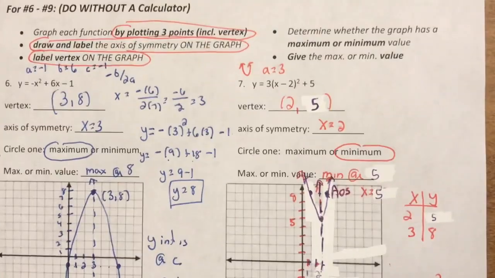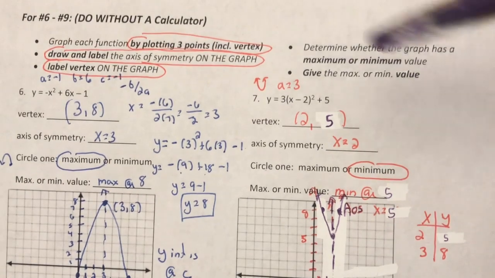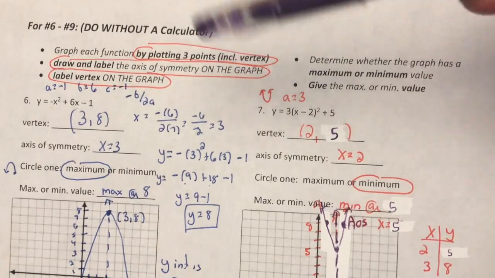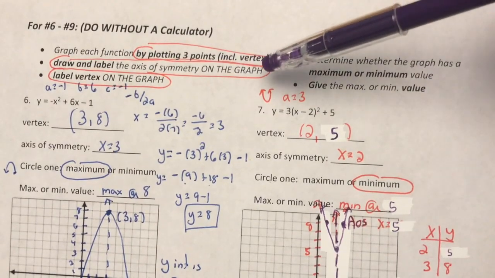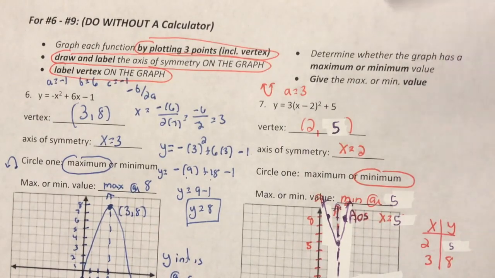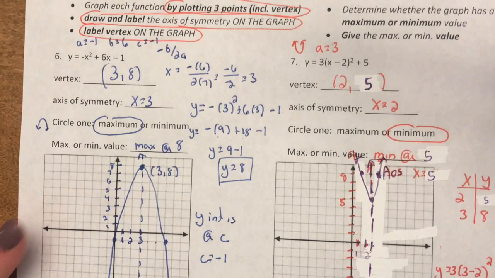Okay, the second part of the quiz will be done without a calculator. Make sure you read the directions, and you should be practicing and studying without a calculator. You have to plot 3 points. You will have to draw and label the axis of symmetry on the graph, so don't forget that. And you're also going to label the vertex on the graph. So we'll go over 6 and 9 first. 6 and 9 are done in standard form.